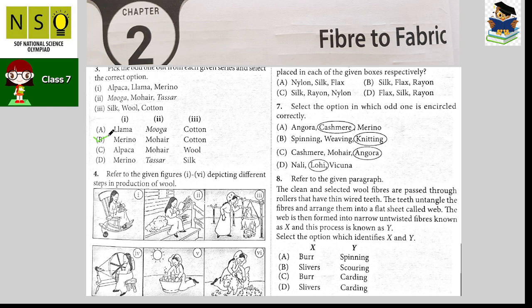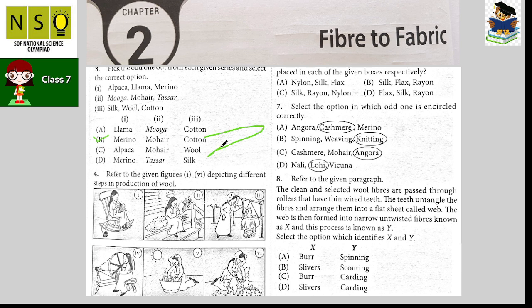Why? Because alpaca and llama belong to the camel family, we all know, whereas merino is a fine wool yielding breed of sheep, and moga and tussar are types of silk, whereas mohair is a type of wool. So silk and wool are animal fibers, whereas cotton is a plant fiber. So merino, mohair and cotton is the odd one out series.